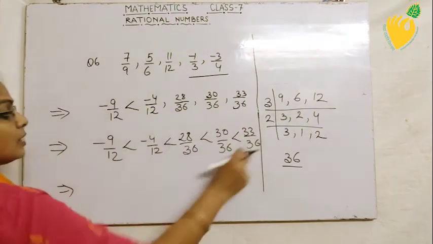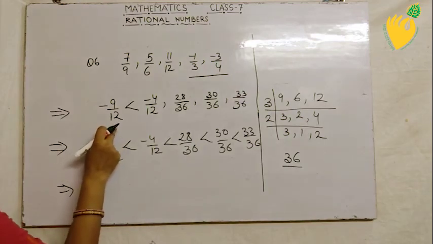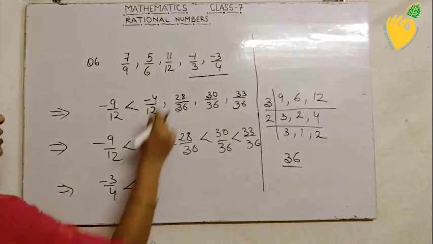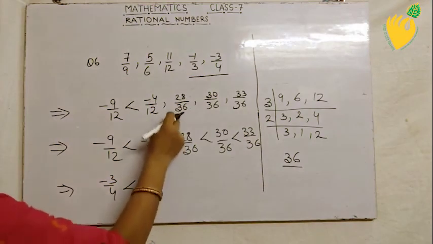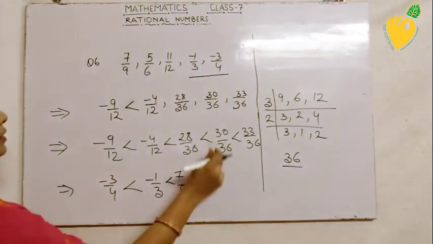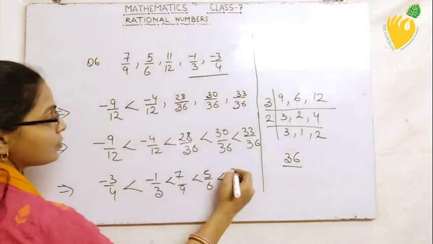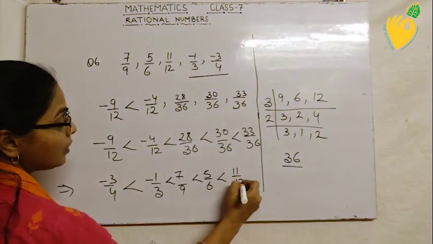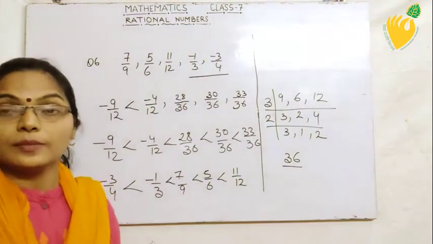That means the standard form of these numbers. Minus 9 upon 12 was minus 3 upon 4. Then this was minus 1 upon 3. 28 was 7 upon 9, 30 was 5 upon 6, and 33 upon 36 was 11 upon 12. So this is the ascending order of the given numbers.